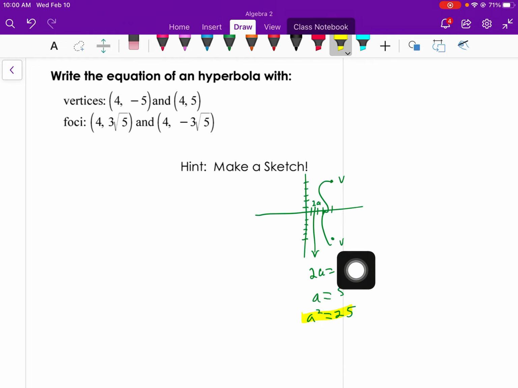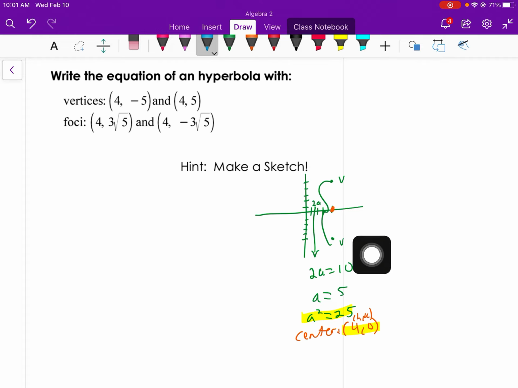So we have an a squared, again, just like with the ellipse, we have a. From a vertex to the center is a. Since they're both 5 away from the x-axis, the center is going to be on the x-axis. So then the center is going to be at (4, 0). So that's our (h, k).